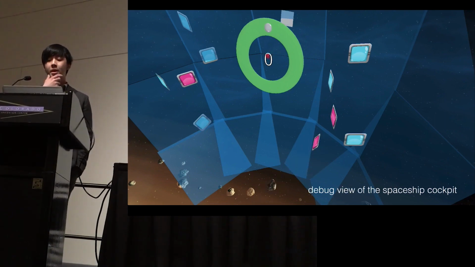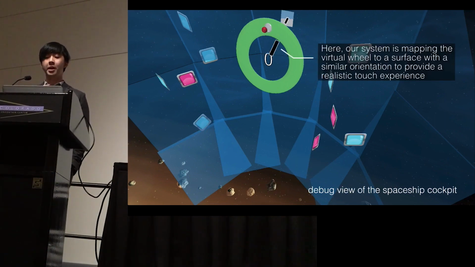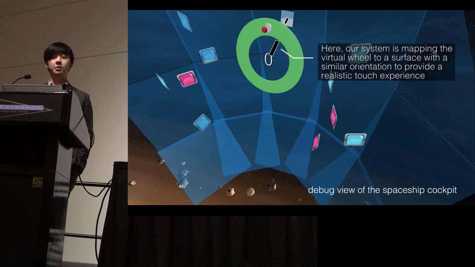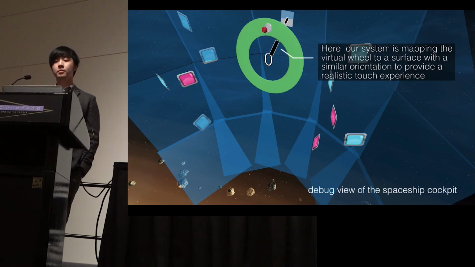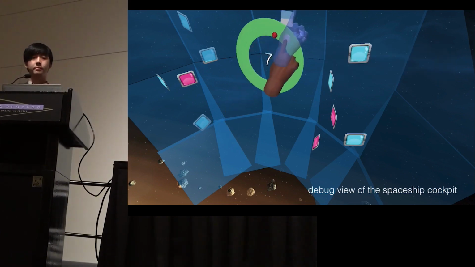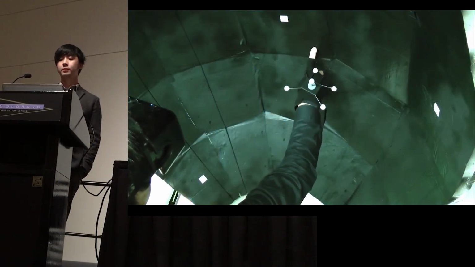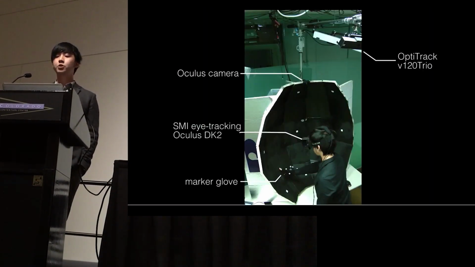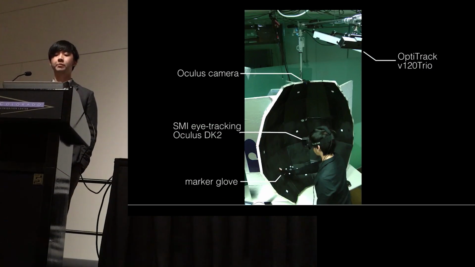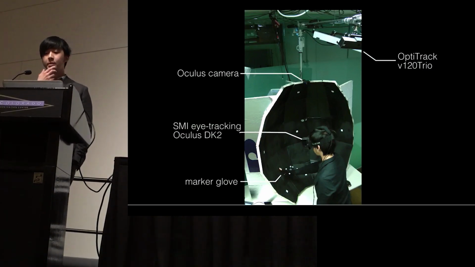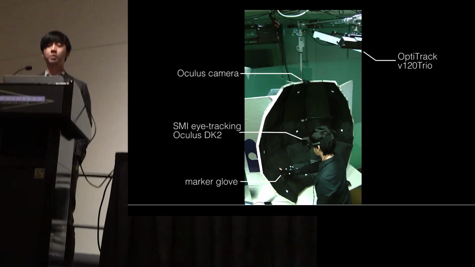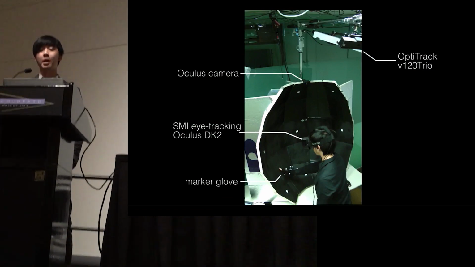And for a steering wheel, our system actually maps the entire area to a surface with a more similar orientation. So our virtual reality system consists of an Oculus head-mounted display that incorporates an SMI eye tracker. And the user is tracked by an Oculus camera combined with an overhead OptiTrack system.